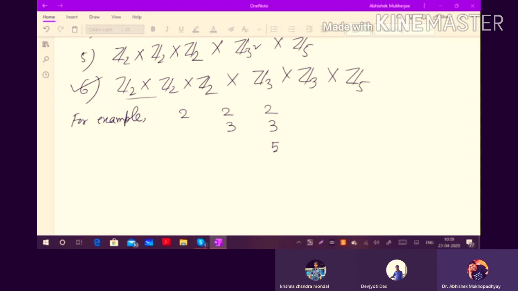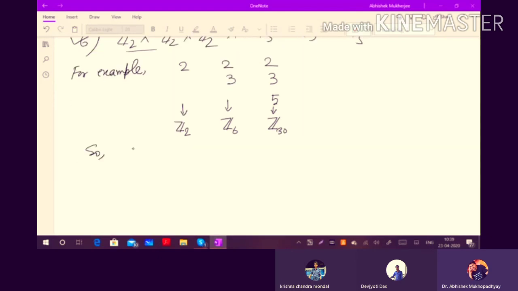So using this, this will give you Z2, this will give you Z6, and this will give you Z30. So hence, the group in 6 is isomorphic to Z2 cross Z6 cross Z30.